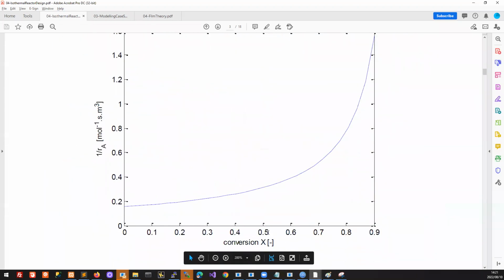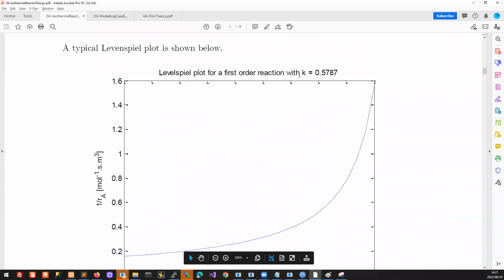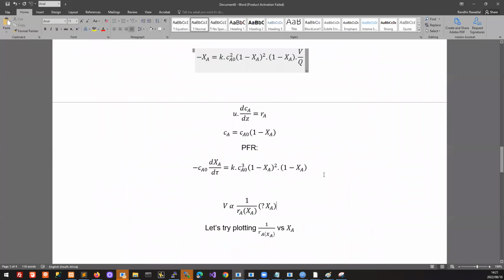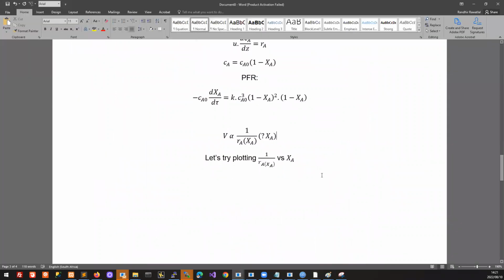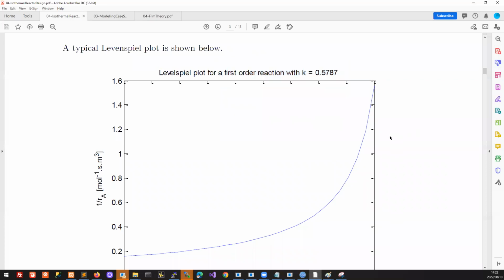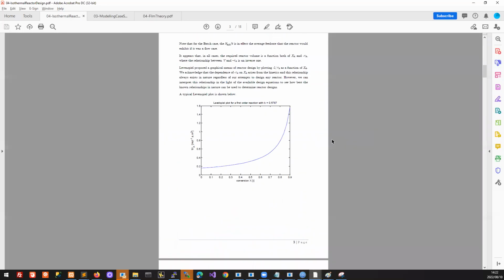Here's a Levenspiel plot, and this is a simple first order reaction. Let's see, there was something I wanted to say about that. Anyway, I've forgotten. So that's our Levenspiel plot.